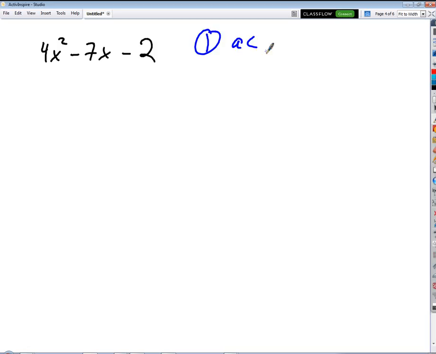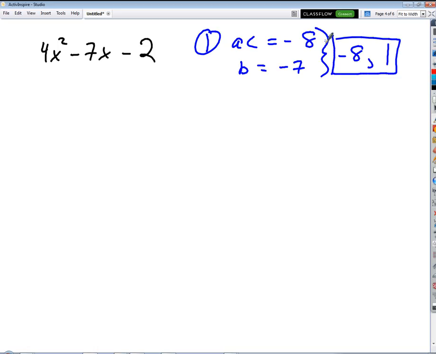What's AC? -8, good. What's B? So what do we get? What numbers multiply to -8 and add to -7? -8 and +1. Agreed? So those are our magic numbers. Okay, take it on step 2.